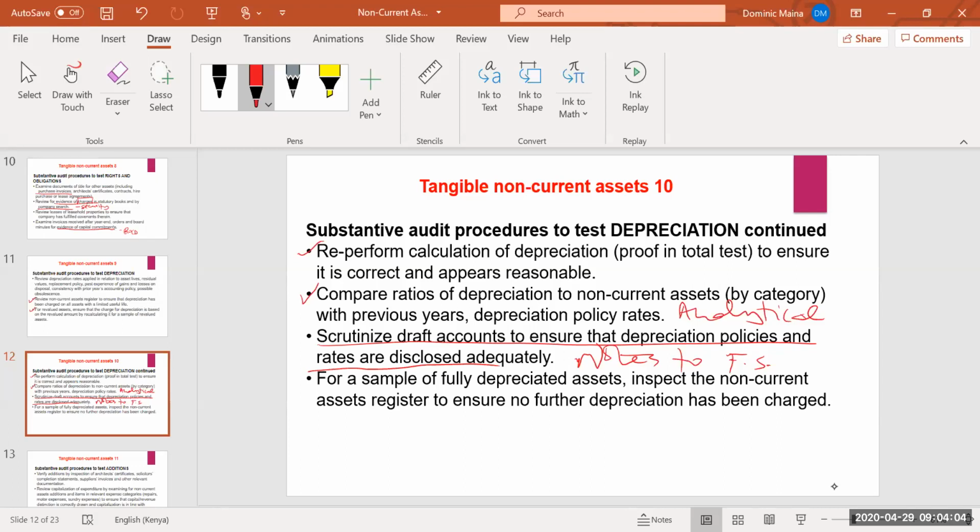Maybe just check on this particular point, on the accounts of a company where the company has gone ahead and disclosed the policy they use as well as the rates they apply on the assets. Just to check, for example, the accounts of Safaricom, to see whether that has happened. So let me check accounts for Safaricom.